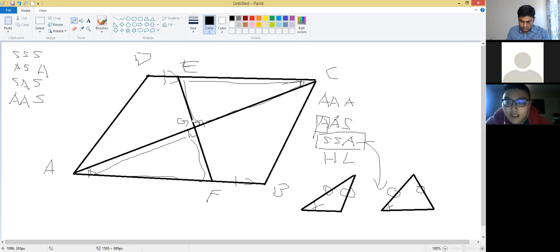You can only prove the triangles are equal by AAS. You cannot prove the triangles are equal by SSA. Remember it. The only four things that can prove it are SSS, ASA, SAS, and AAS. There's no SSA. Okay. Is that clear, Alana? Yes.